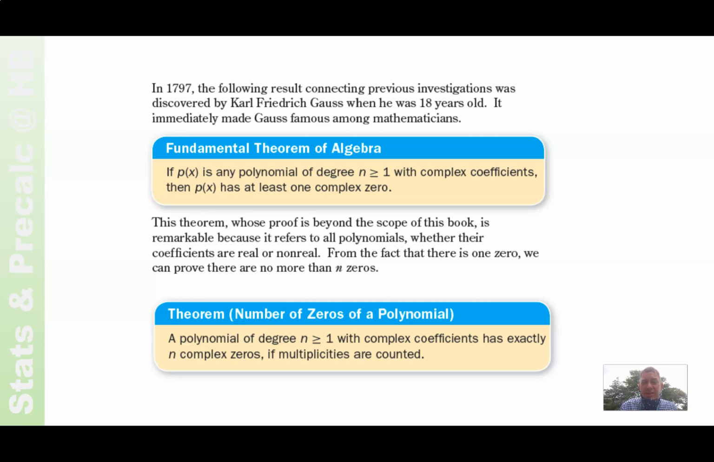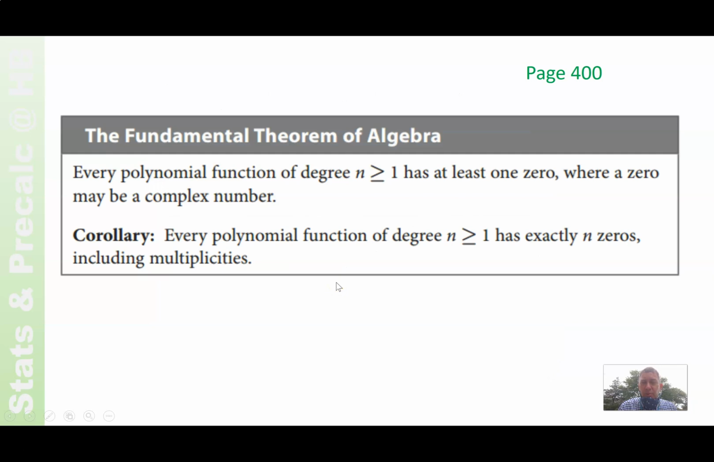If p of x is any polynomial of degree n bigger than or equal to 1 with complex coefficients, so any equation written in complex numbers, then it has a complex answer. And that leads immediately to, if it's got degree n, then it's going to have exactly n answers when you count multiplicities. Multiplicities being like it can happen more than once. This is the statement from our book. It might be a little clearer depending on how you like it.